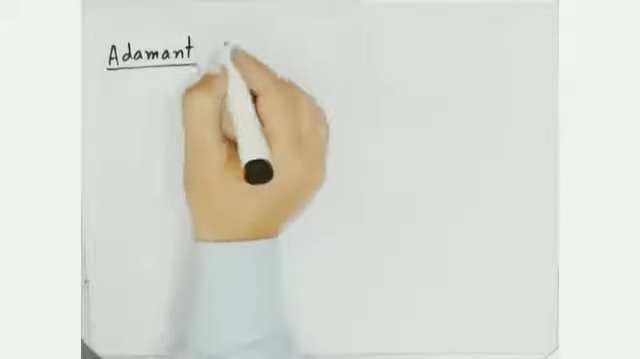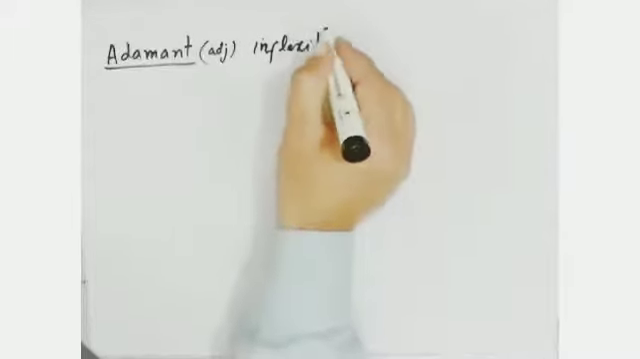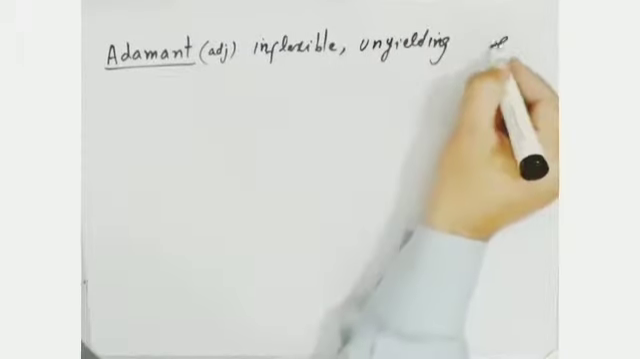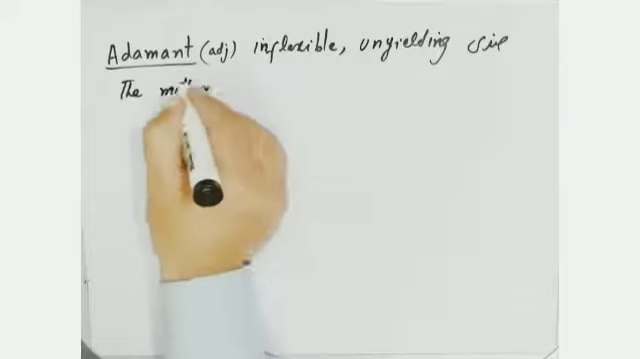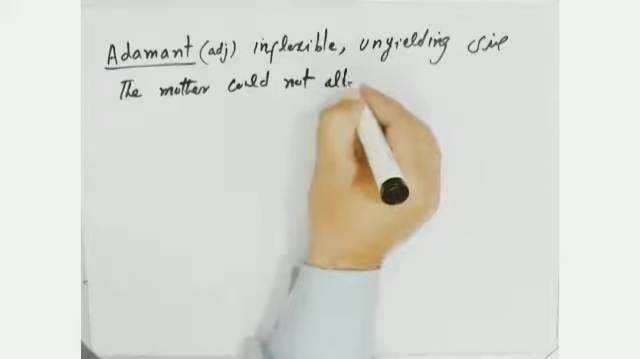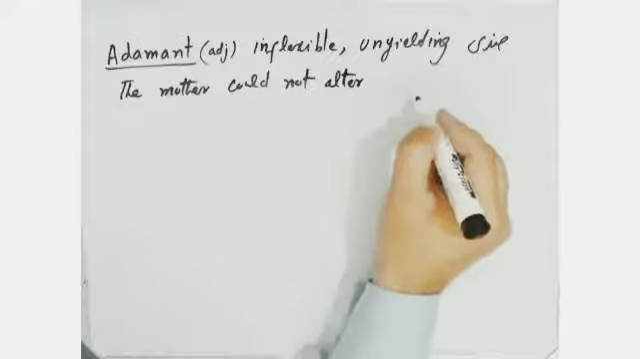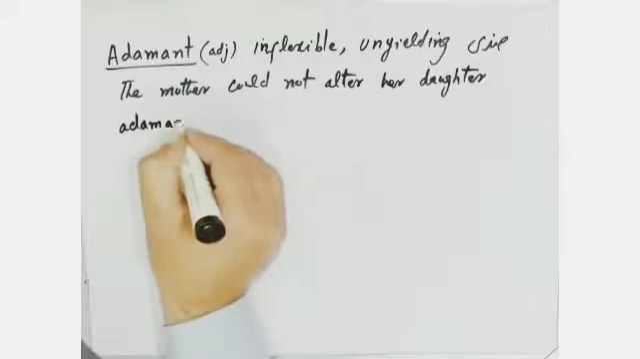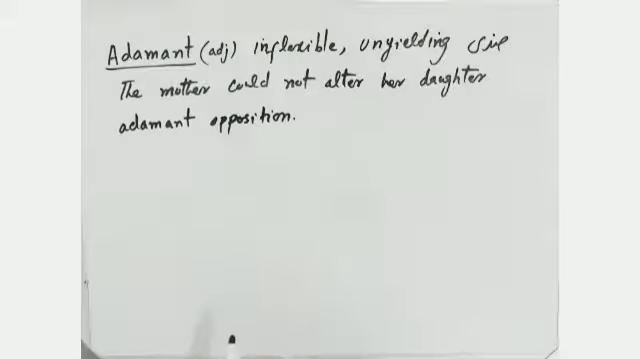The next word is adamant. A-D-A-M-A-N-T, adamant. Adamant is an adjective. Adamant means inflexible, unyielding. Zidi. The mother could not alter her daughter's adamant opposition.